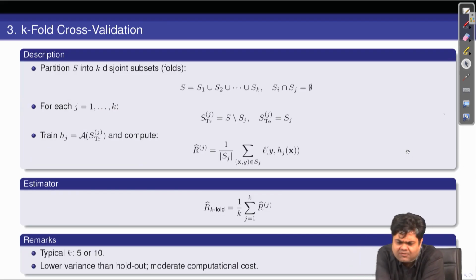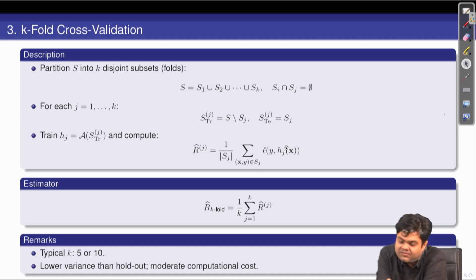So, this is your formal method. You split the sample into k different parts of roughly the same size. Your jth training sample is S minus the jth block Sj, and the jth test block is just Sj. You train the model based on S minus Sj, so that is your hj, and then you test that on the jth block.